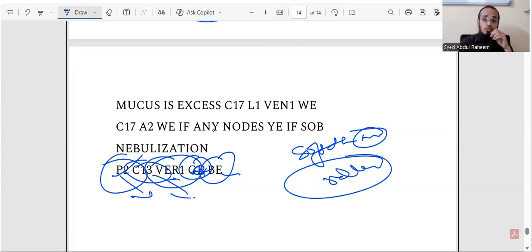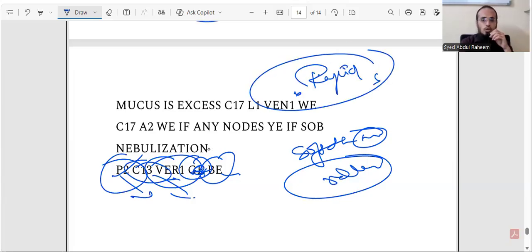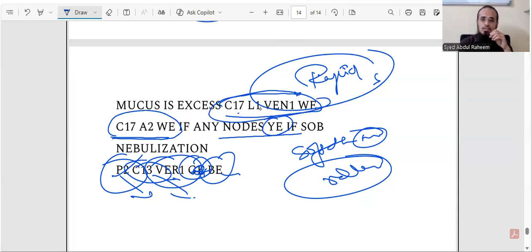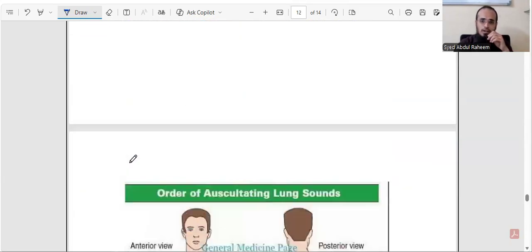And if there is an issue of SOB, mucus, or excess cough, you need to give a continuous remedy, or you can give a rapid dose. You have to add rapid dose C17 L1 N1 WE, or else C17 A2 WE, or else YE if SOB is there. If he's having an SOB problem, C17 A2 YE. Or if there is excess mucus, C17 L1 N1 W. Okay, so this is all about bronchitis.